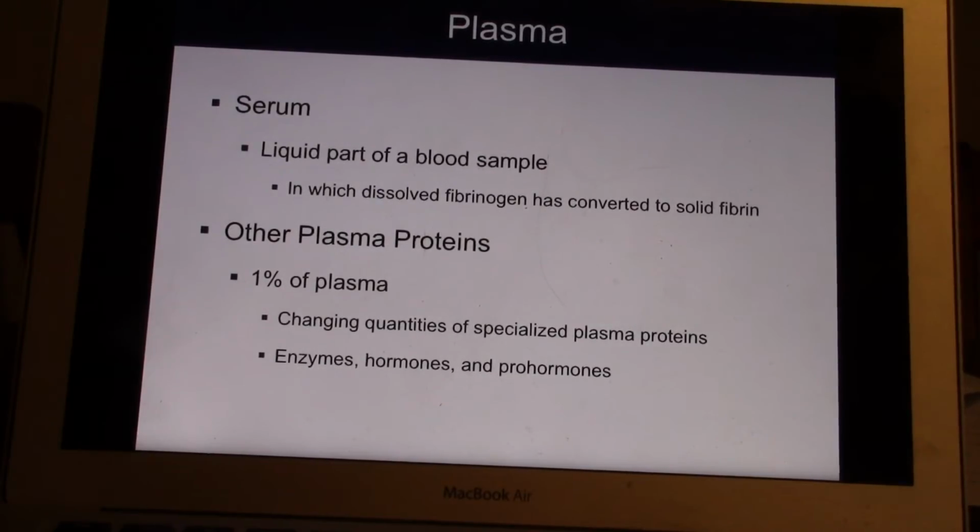The serum is the upper part. If you take plasma, separate it off, and then let that clot so that all the fibrinogen turns into fibrin, then you can just knock that fibrin out of it, and then you'll have what we call serum. So serum is plasma without the fibrin and fibrinogen.